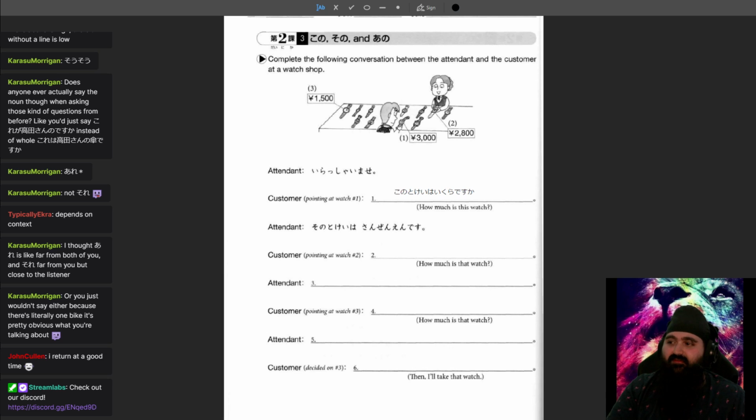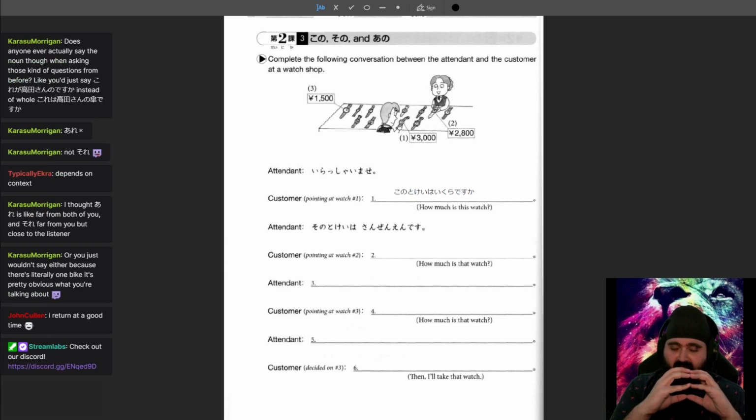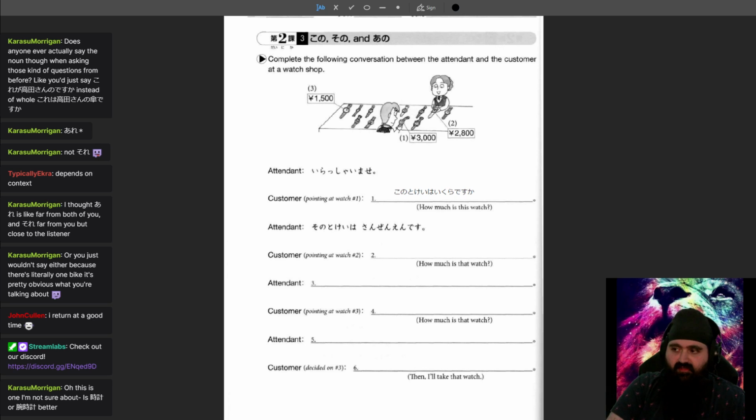Remember, when we're using kono, sono, and ano, it has to be with a noun afterwards. So you can't say kono wa ikura desu ka? It does not work. You must specify a noun afterwards. If you're holding watch number 1, you can say kore wa ikura desu ka? Perfectly okay. But if you're using kono sono ano, it must take a noun afterwards. Kono tokei wa ikura desu ka? Sono tokei wa 3000 yen desu.